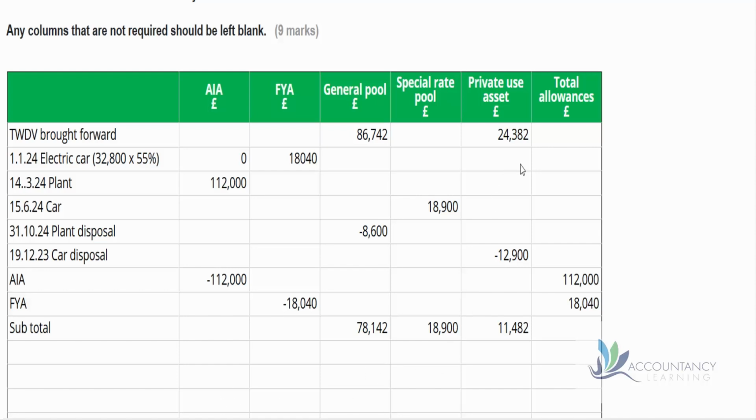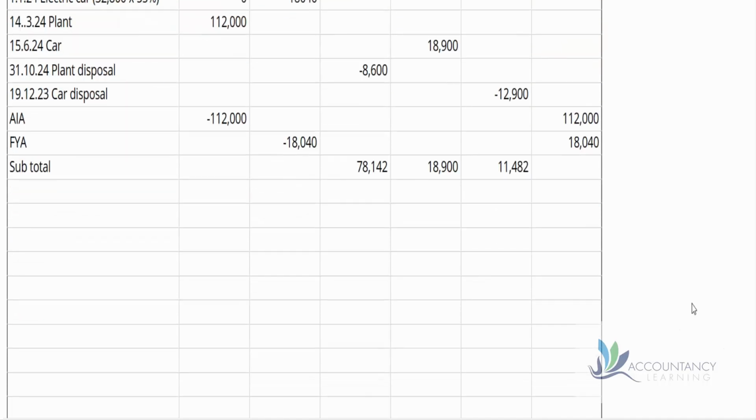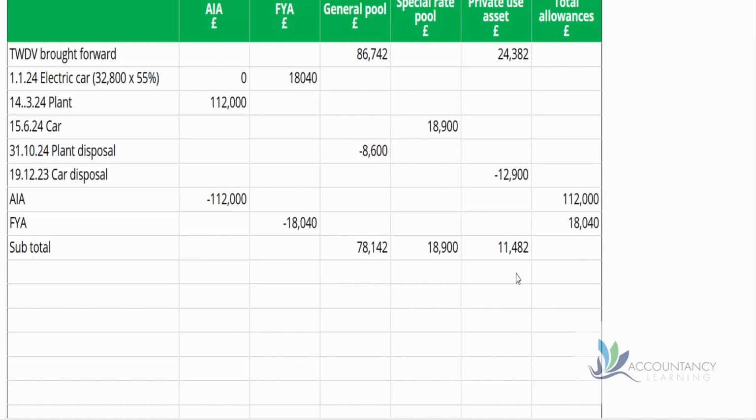So let's deal with that private use asset first, because remember there is a disposal here. So when we have a disposal, that means that this column should be 0. We should have a carried forward balance of 0 here. So what we need to do is remove all of the 11,482 so that we have a 0 carried forward balance. The asset doesn't exist anymore, so we shouldn't have any value here.